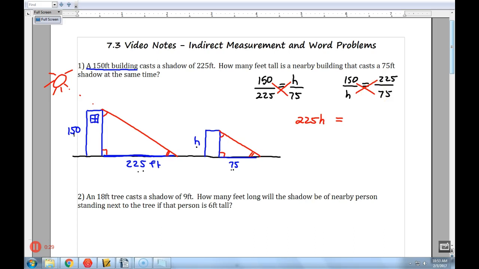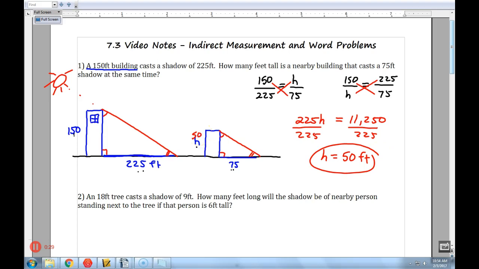So let's just put that in here, 75 times 150. And that's 11,250. And now I use my algebra. I divide both sides and divide both sides. And I figure out that the height is 50 feet. And then I always want to look back at the picture and just ask myself, does that make sense?